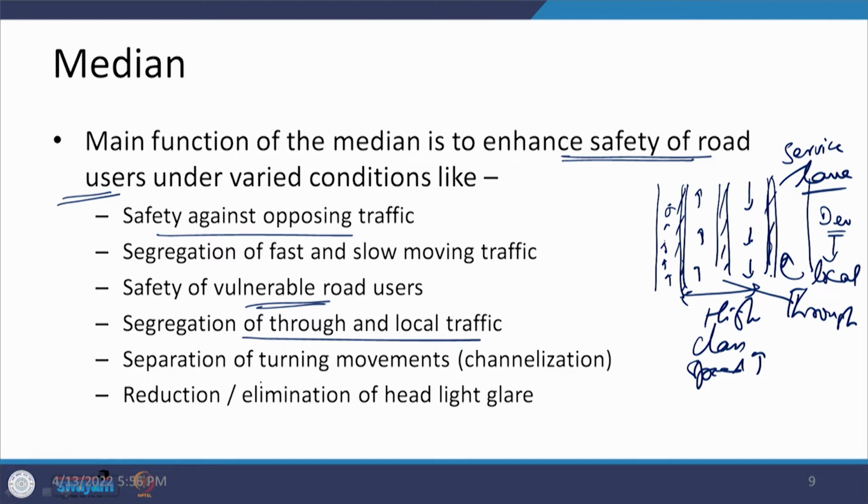Separation of turning movements by way of channelization. They will not be defined as a median. So, it is a sort of channelization which we will be talking about when we take up the intersections.